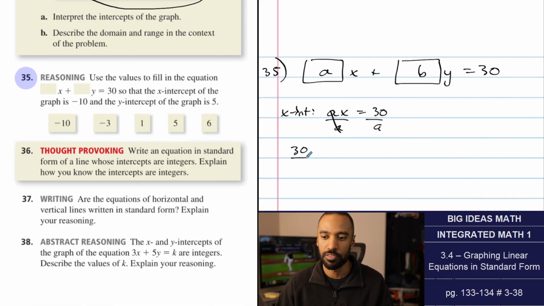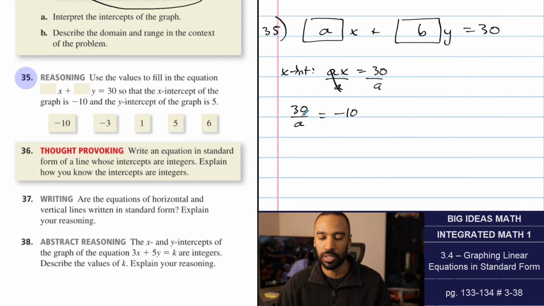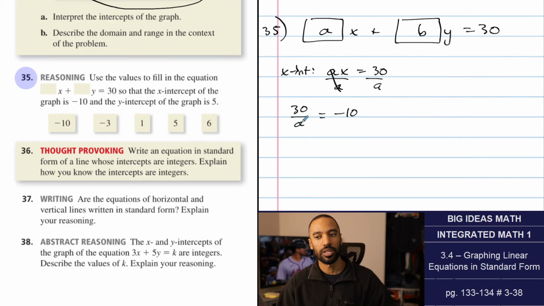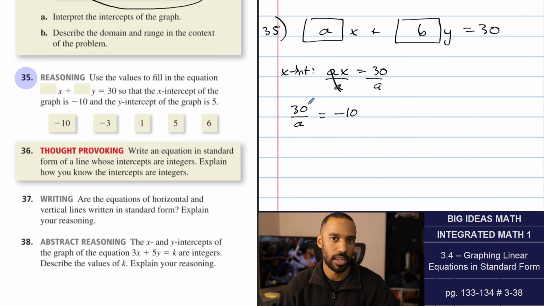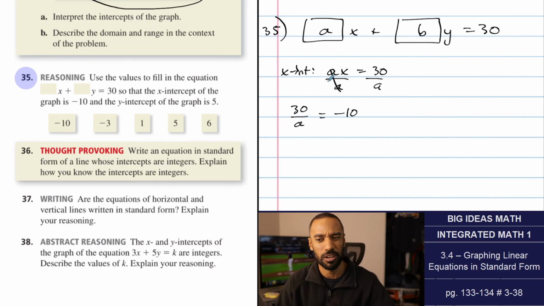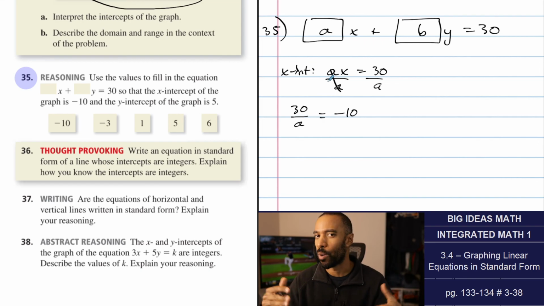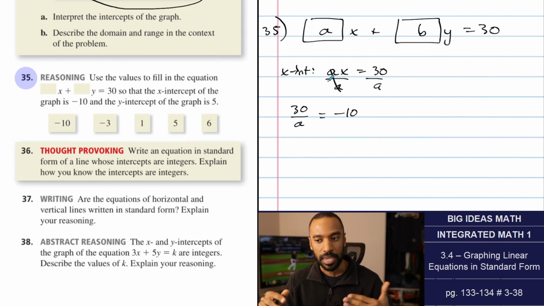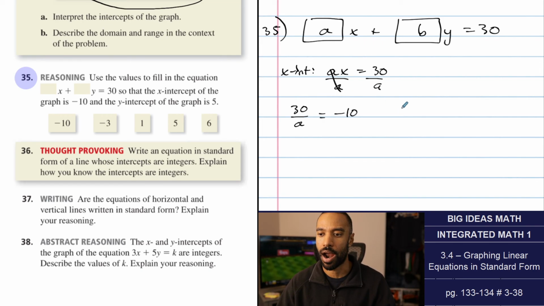So that means 30 divided by a has to equal negative 10. So 30 divided by what number gives you negative 10? Now, we haven't done a lot of problems with variables in the denominator, so for now, let's just play guess and check. 30 divided by what is 10? 3. Making it negative, negative 3. So our value here has to be a negative 3. I'll change it to a negative 3 here.